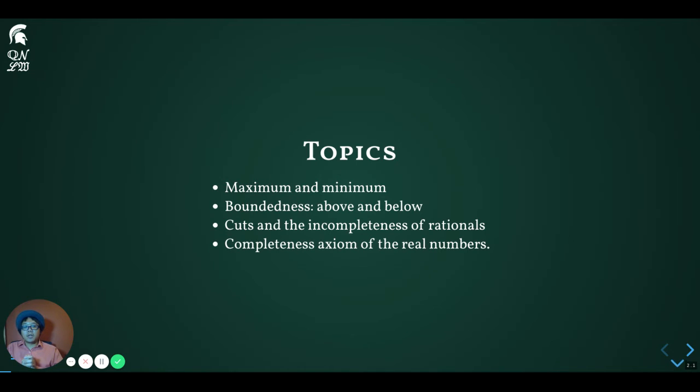We will next introduce the concept of a cut and how this captures the incompleteness of the rationals. And we will conclude this week with the completeness axiom of the real numbers and a few consequences. There are several equivalent ways of expressing the notion of completeness of the real numbers, and the formulation I will give here is slightly different from that of your textbook. The end result, however, is the same, as we will see in lecture 5 of this week.